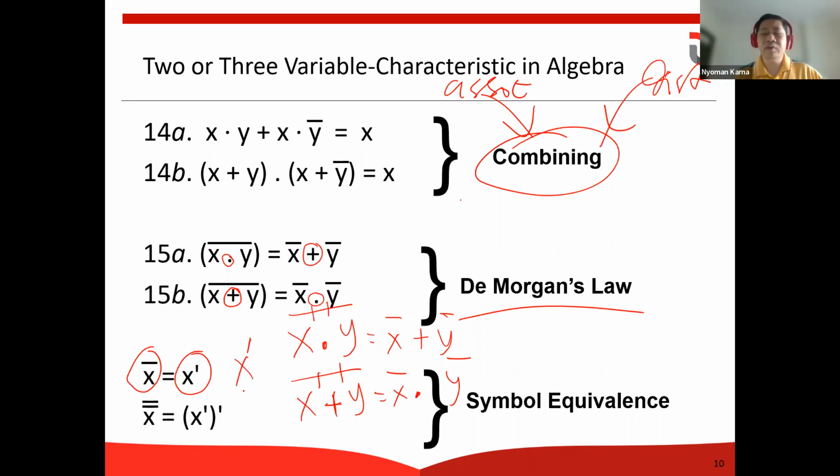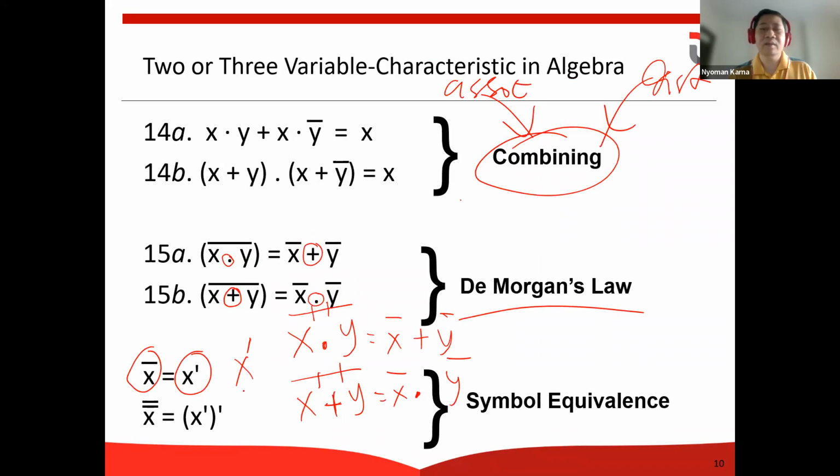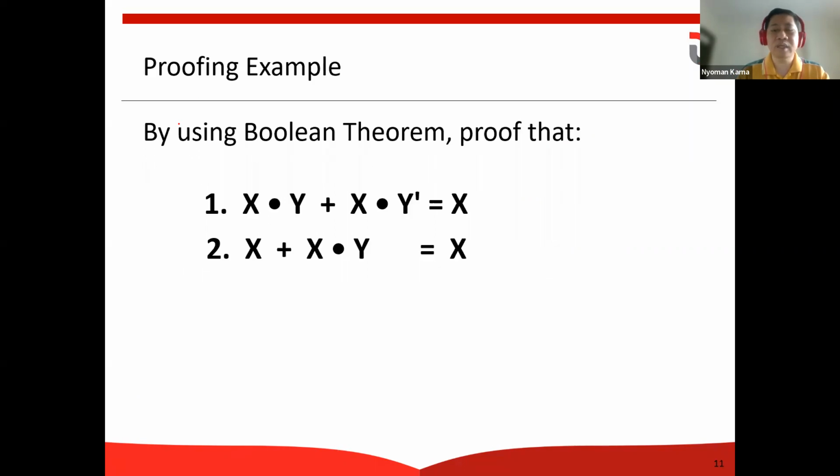Now let's move on to the next slide. In here, we're going to prove the Boolean theorems previously. For example, the first one is xy plus xy naught. We're going to prove 14a: xy plus xy naught is actually x.